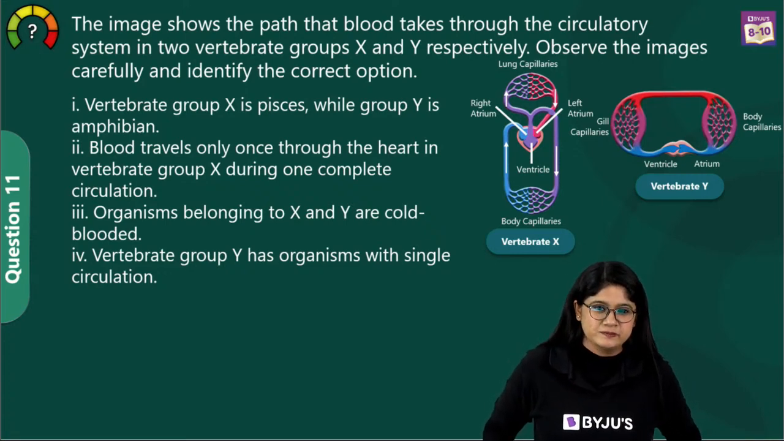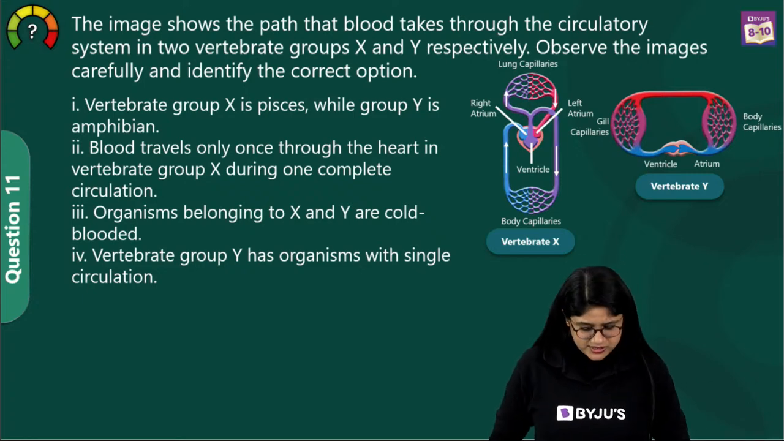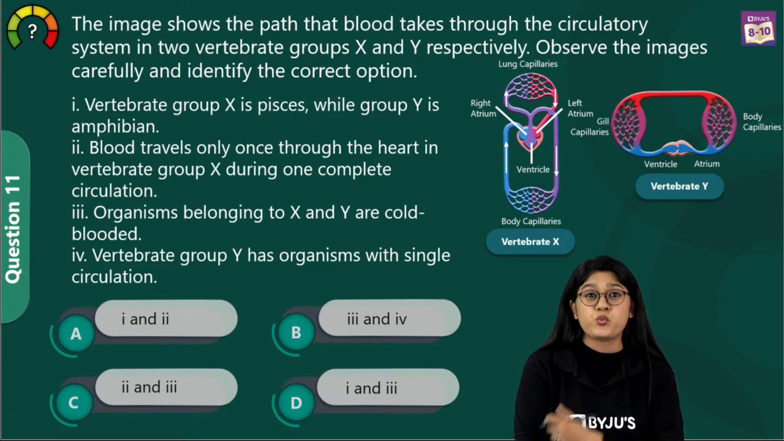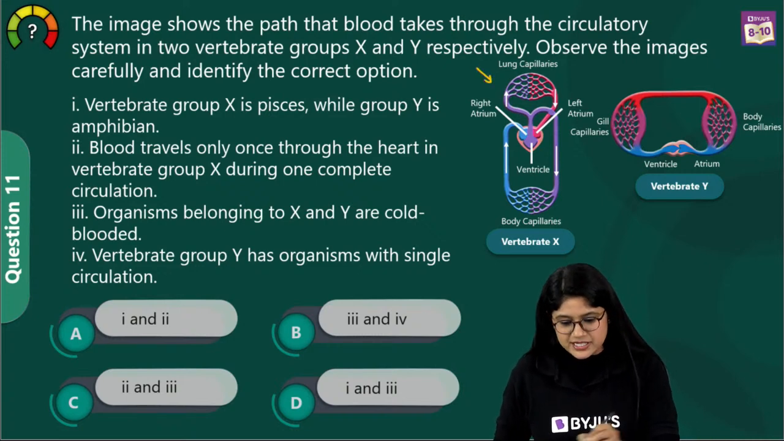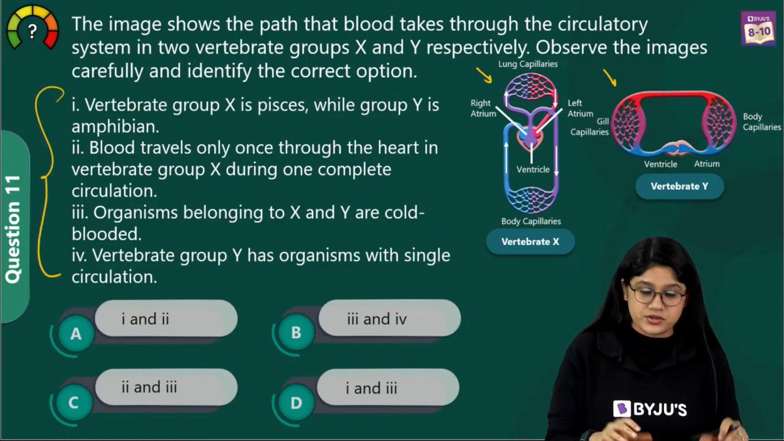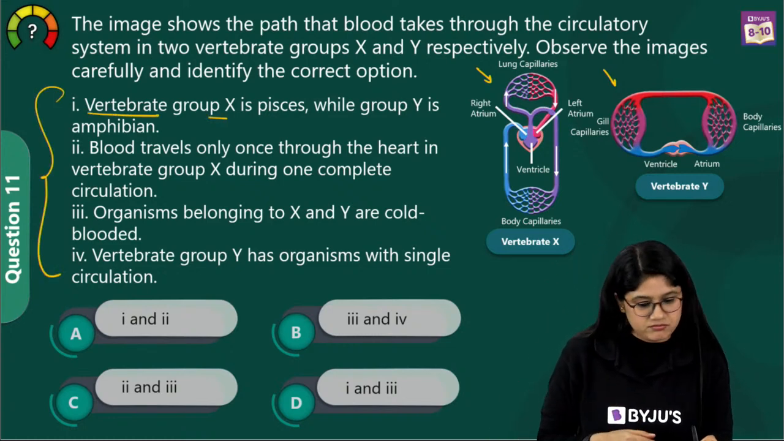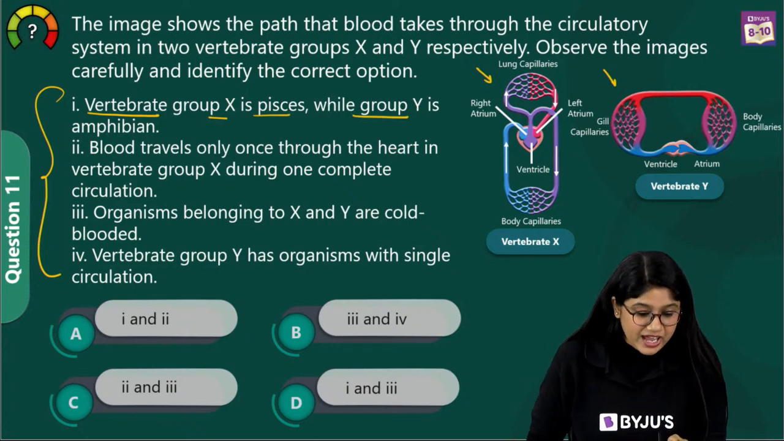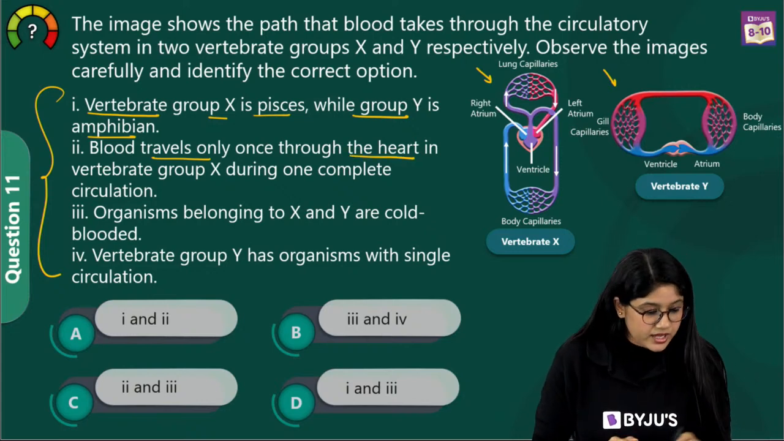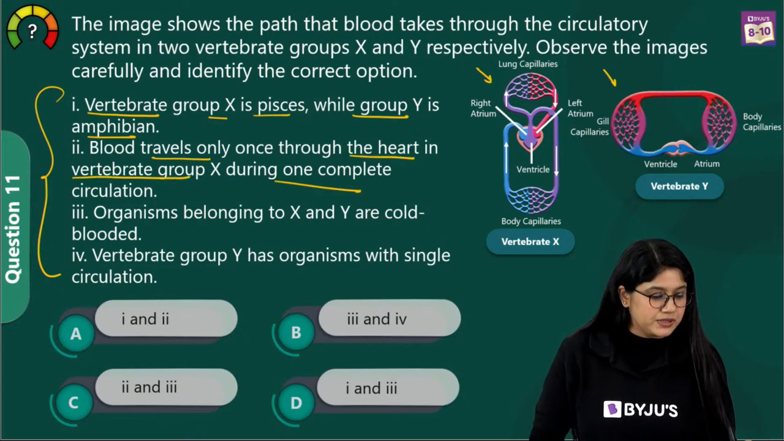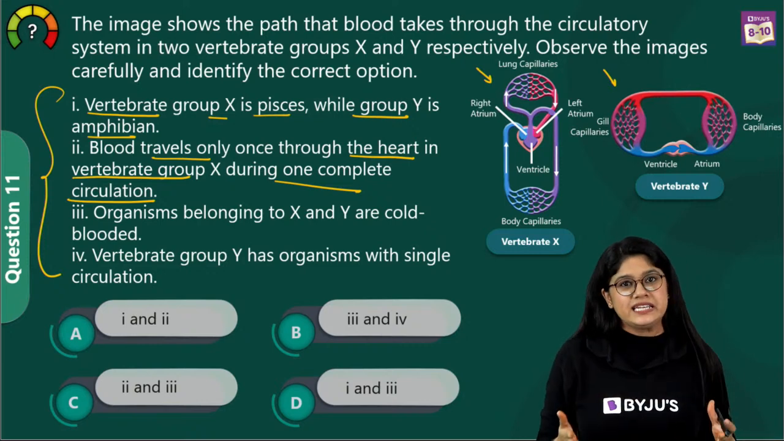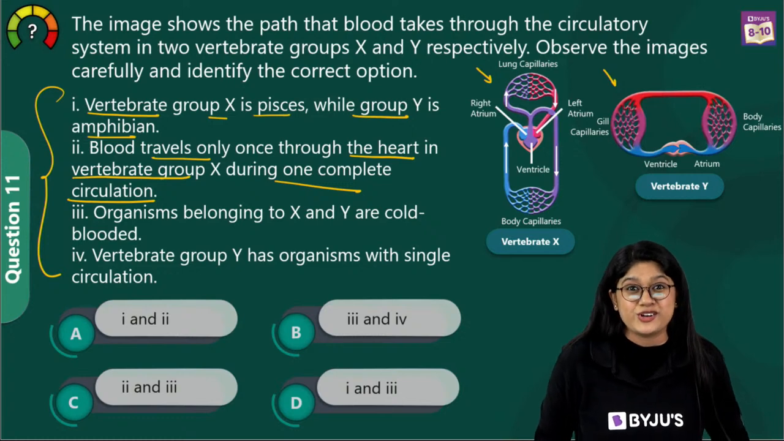Awesome. We have these options, so let's quickly go through them and understand why this question is difficult in the first place. As you look at these two diagrams, they look really complicated. We have vertebrate group X, which of course belongs to the fish, and then we have Y, which is the amphibian. The blood travels only through the heart in vertebrate group X during one complete circulation. These are the important keywords we have to focus upon, because mostly the answers are hidden in the question itself.